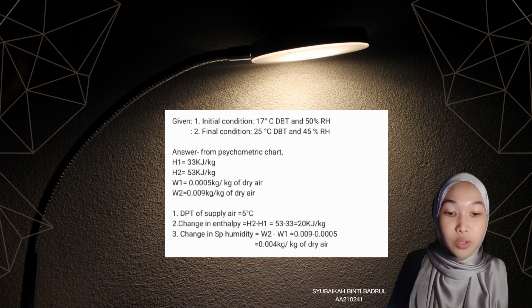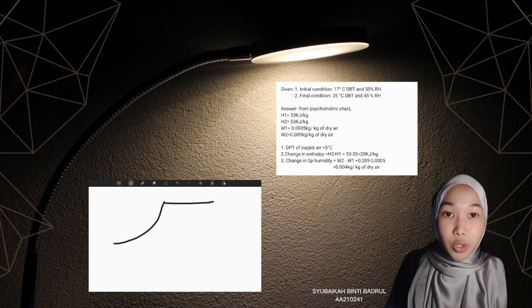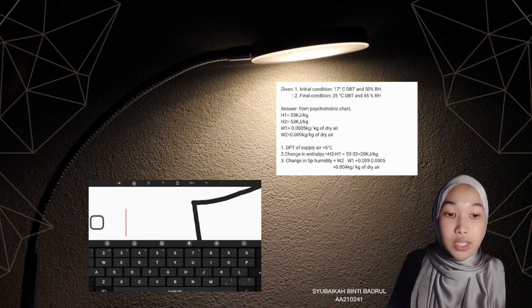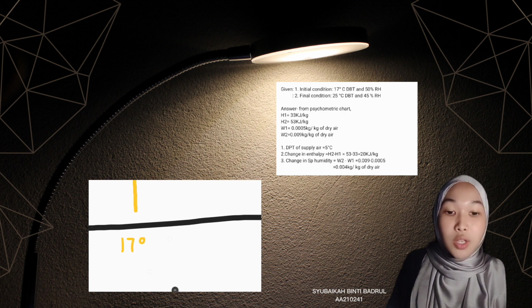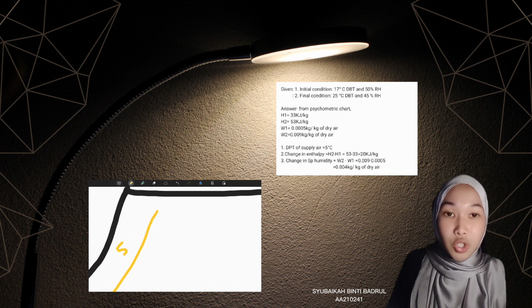So first, we will write down the data which have been provided. The given data for properties of air at initial conditions is 17 degrees Celsius dry bulb temperature and 50% relative humidity. And for final conditions, it is 25 degrees Celsius dry bulb temperature and relative humidity decreased by 5%, that is 45% relative humidity. As you can see, dry bulb temperature has increased from 17 degrees Celsius to 25 degrees Celsius from initial to final conditions. So here, you first have to mark initial and final conditions on a psychrometric chart.